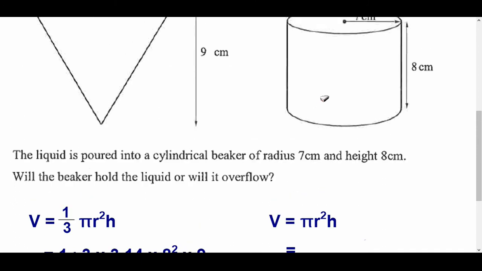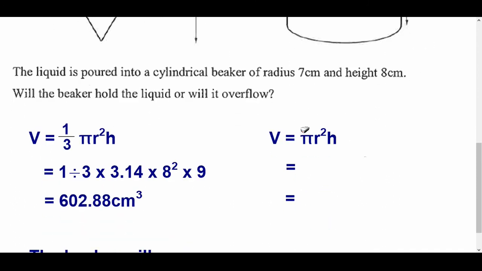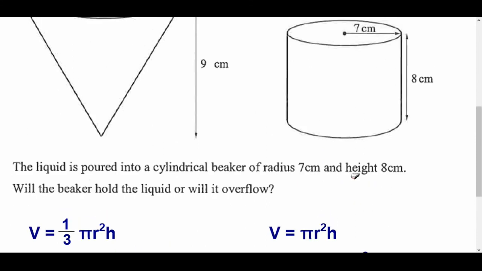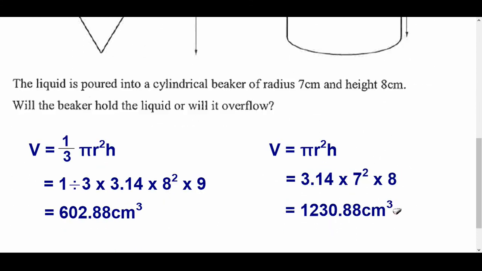Let's do the same for the cylinder. Now the cylinder is not in the formula sheet, but it's basically this without the third. It's pi r squared h. So 3.14, the radius is 7, so times 7 squared, and the height this time is 8. And that pops out to be 1230.88 centimetres cubed.